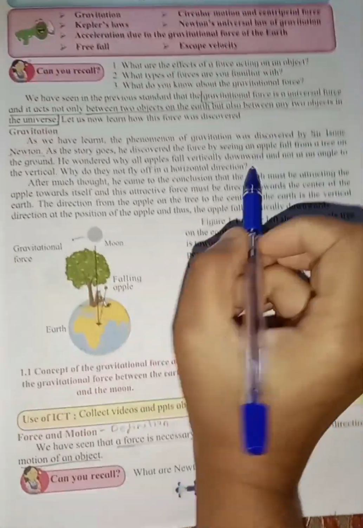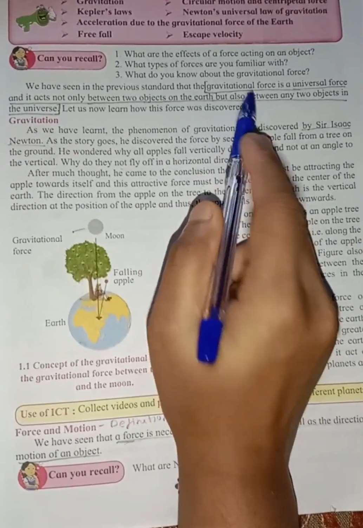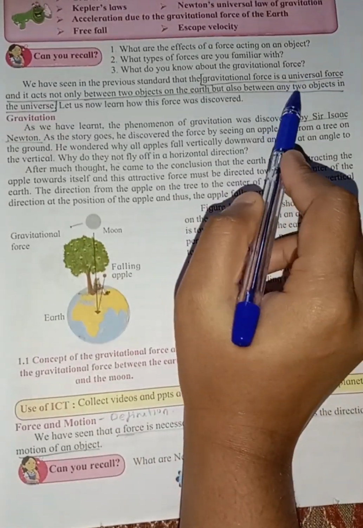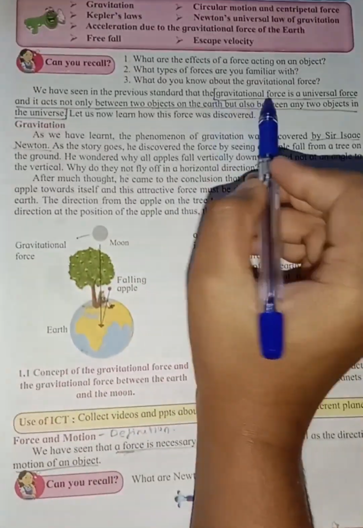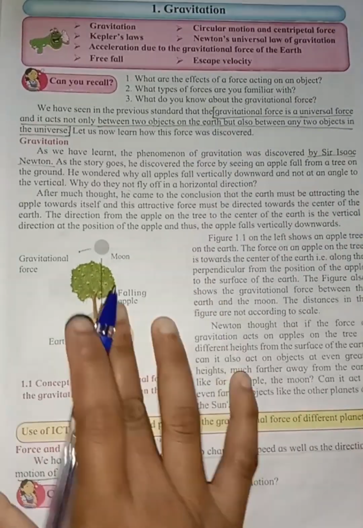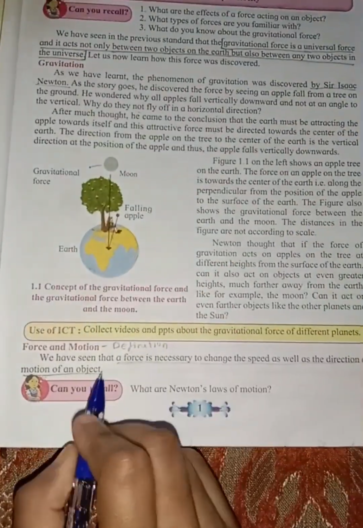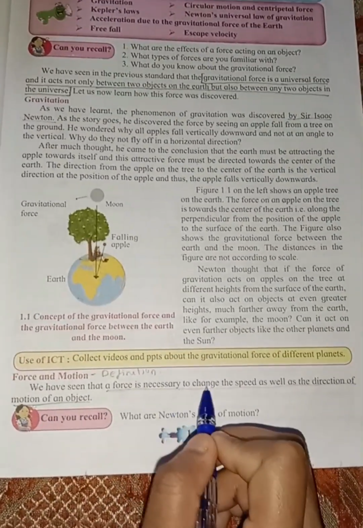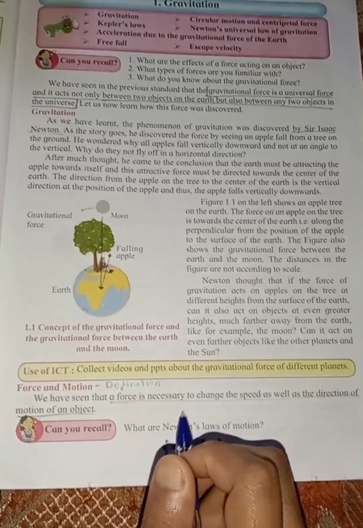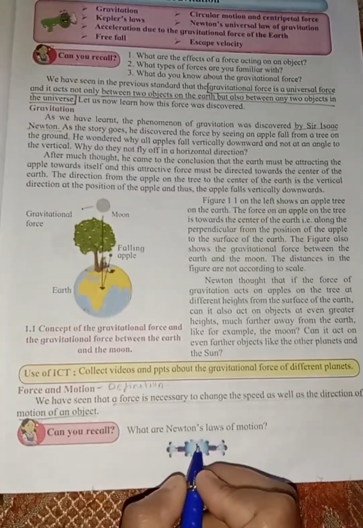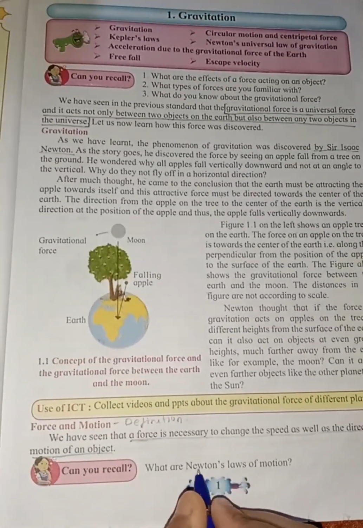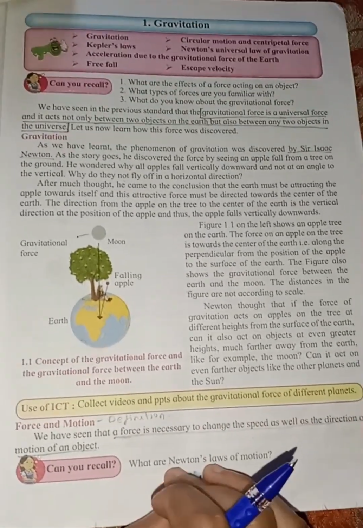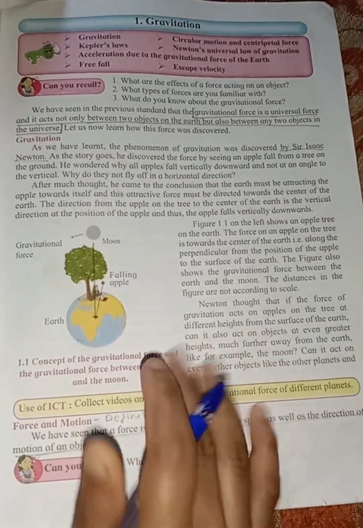The point which I have marked here: gravitational force is a universal force between two objects in the universe. You can underline this part as it can come for fill in the blanks. And from this page, only force and motion is important. A force is necessary to change the speed as well as the direction of the motion of the object. This is important, and you can also learn Newton's laws of motion. The three laws of Newton we have to learn for this chapter. It can come in the exam.